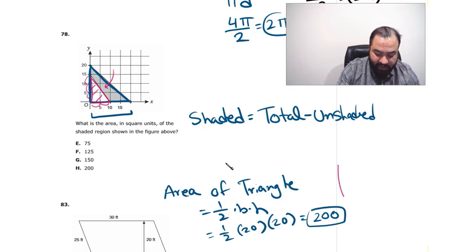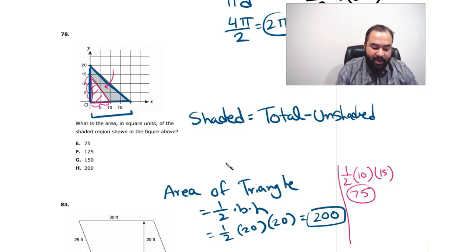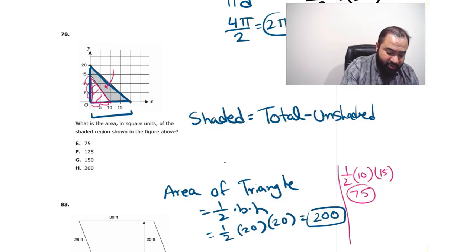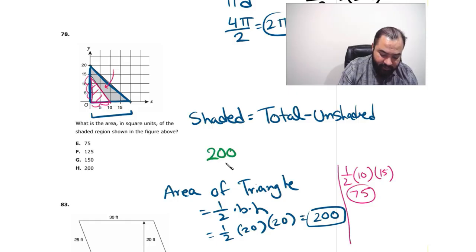Now let's find the area of this small pink triangle, which is 10 by 15, right? So use the same formula. Half times 10 times 15. That's 150 divided by 2, which is 75. Now how do we find the shaded region, guys? I know the area of the big blue triangle is 200. The area of the pink one is 75. So how do we find the shaded region? You're right, we just subtract. So 200 minus 75 gives 125, and that's the answer.